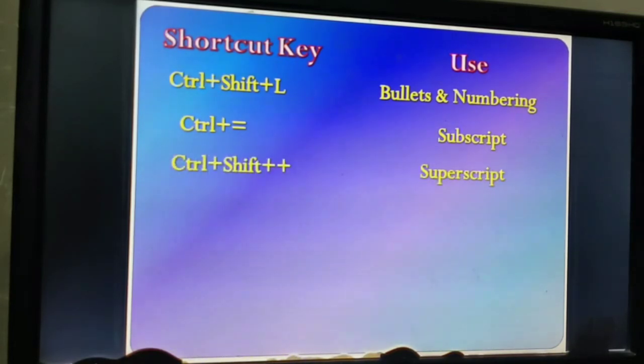Next is superscript. It is just the opposite of subscript. Ctrl plus Shift plus plus is the shortcut key for superscript. Superscript, like if you want to write x square, for that square you need to apply the superscript option. Next is Ctrl plus Shift plus star. This is used to show and hide the paragraph marks. Sometimes paragraph marks are visible on your page, so if you want to hide them, you can use this shortcut key.